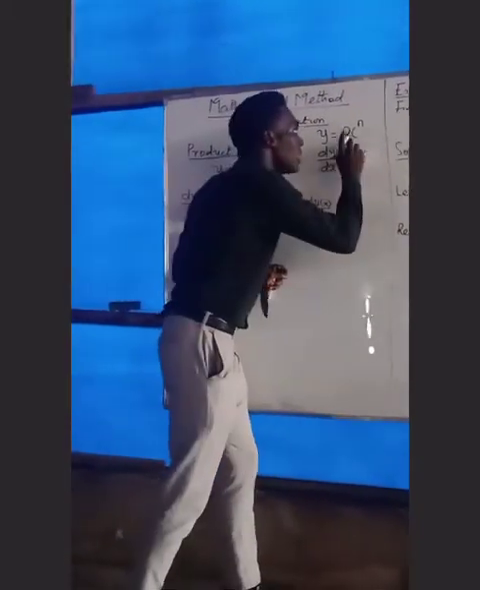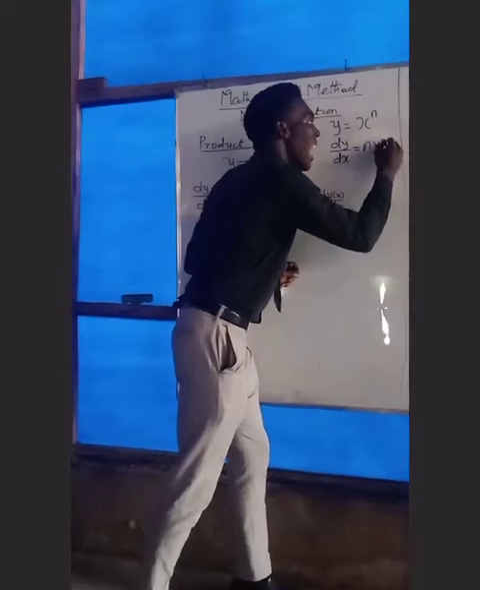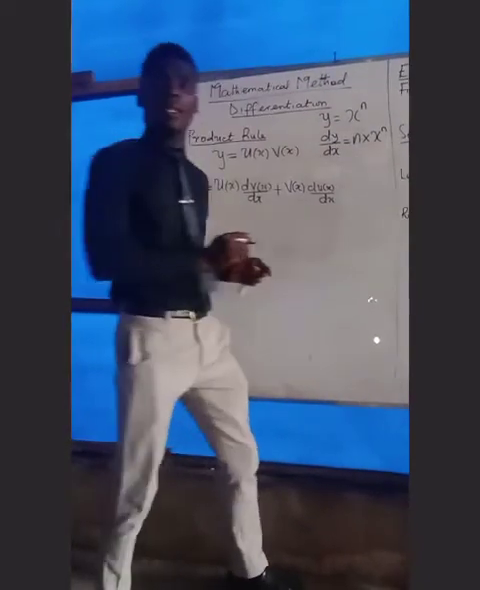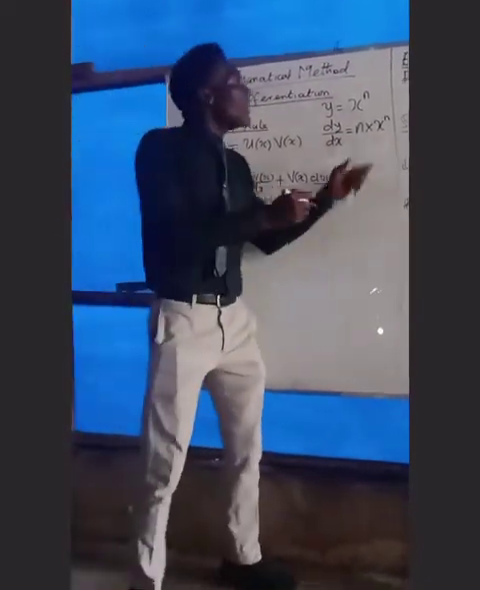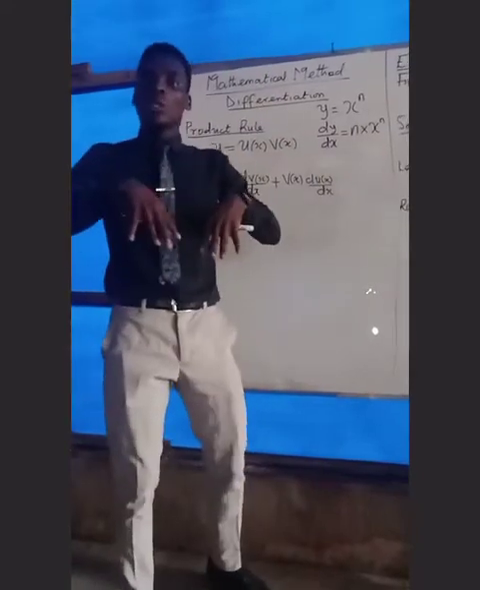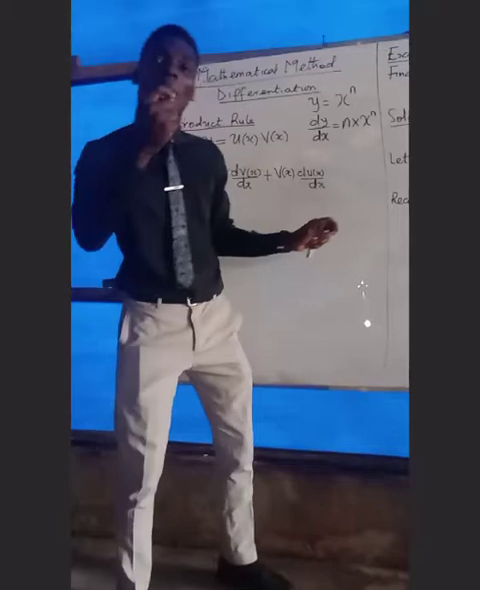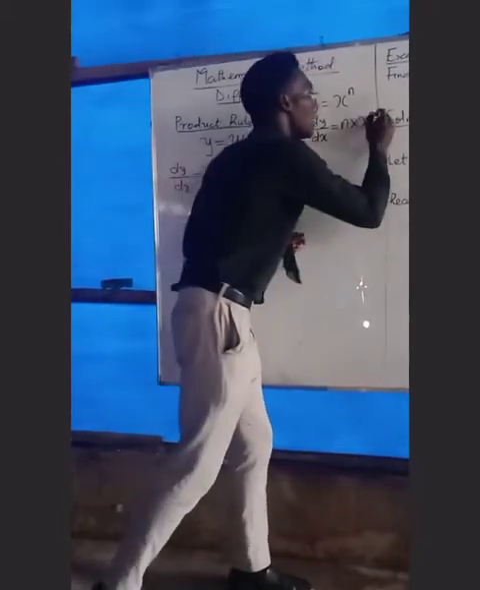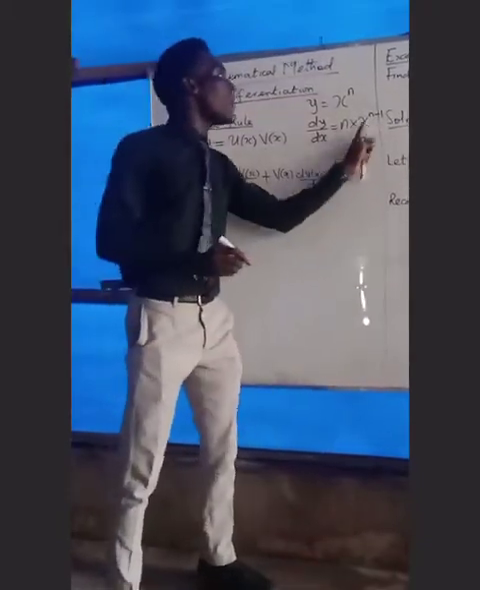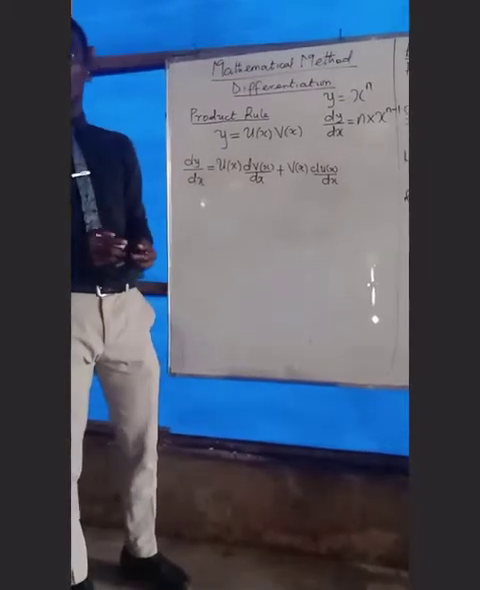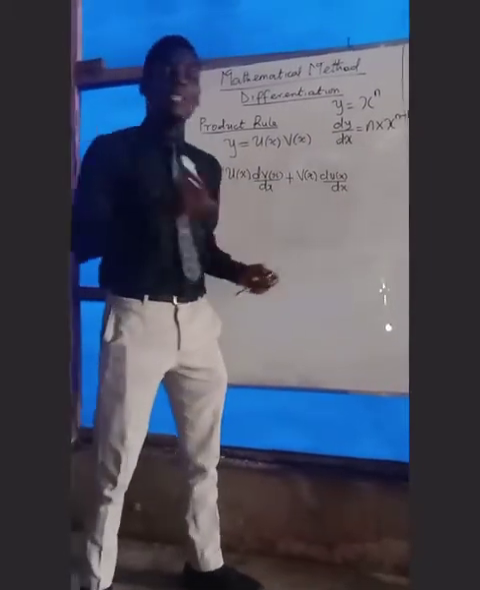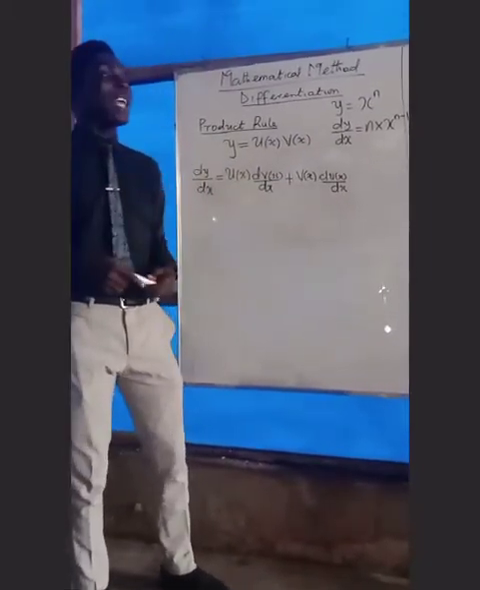Now, in differentiating polynomials, the power of the polynomial comes down to multiply the original polynomial given to us. That is, the original polynomial given to us here is what? x to the power of what? n. But after the multiplication, the function will not remain the same again. The power will reduce by what? By 1. That is, we have n multiplied by x to the power of n minus 1. To this effect, we can differentiate as many polynomials as possible.